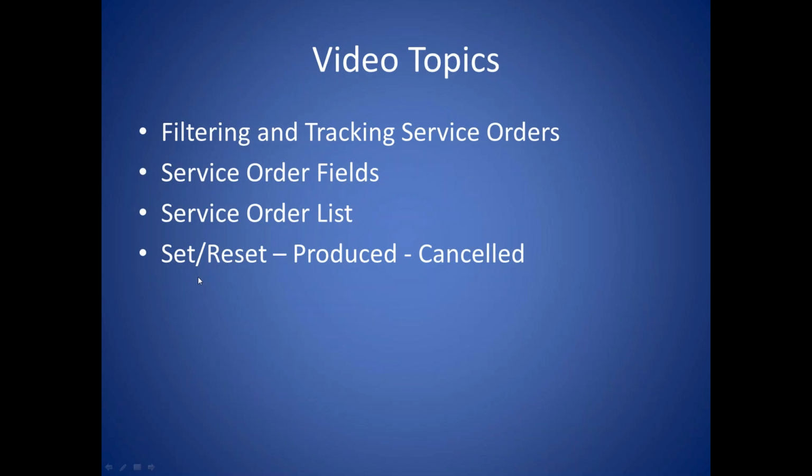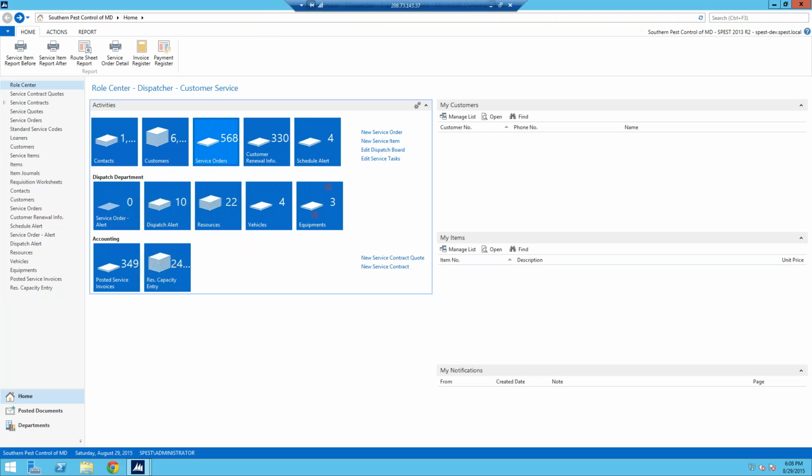Really what it boils down to is that the lifespan of an appointment or service order starts out with you setting or resetting the appointment, and then eventually it's produced or canceled. What we're going to discuss in this video is tracking this set and reset process, so we know what's going on with the service orders. As we all know, in order for an appointment to go through production, as we call it, it has to be set. So let me get into the system and show you how this works.